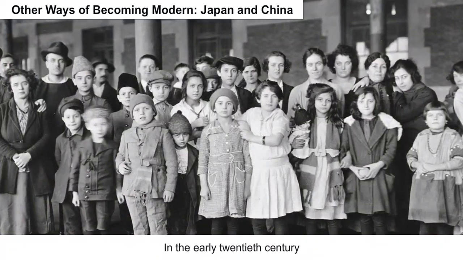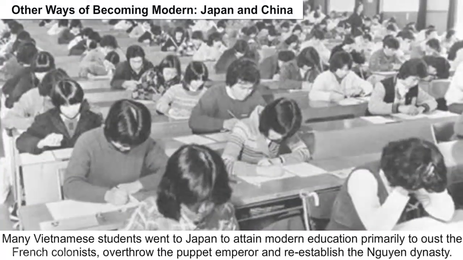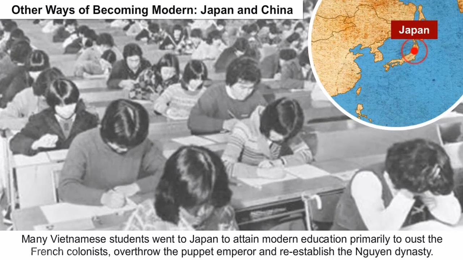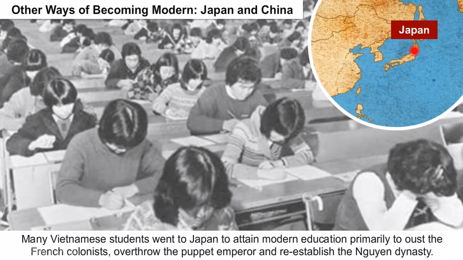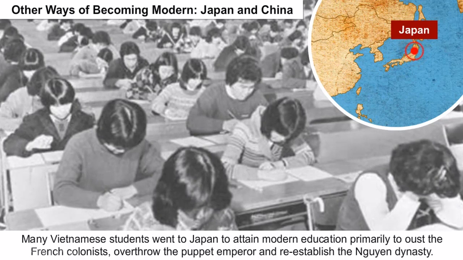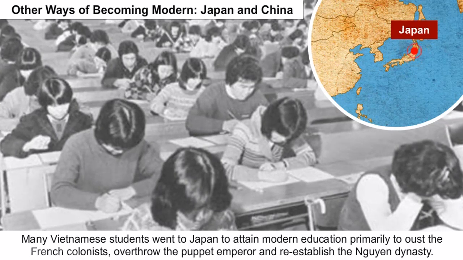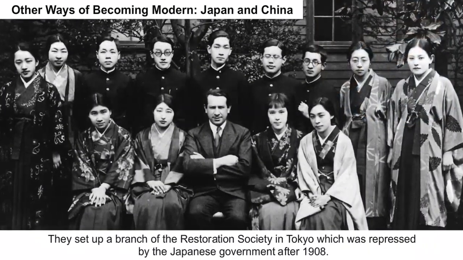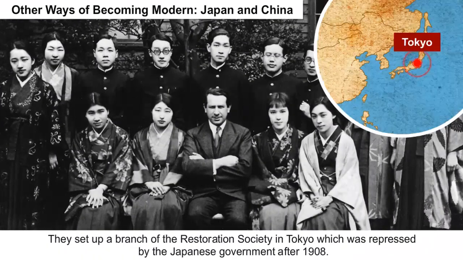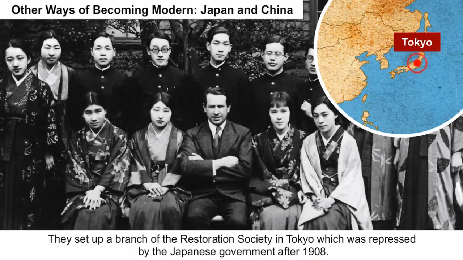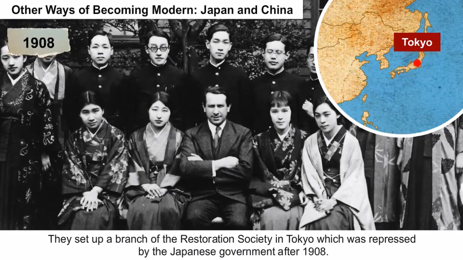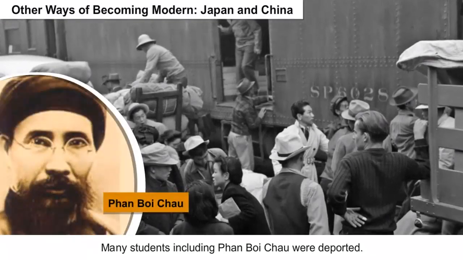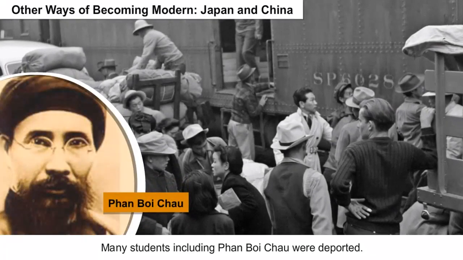In the early 20th century, many Vietnamese students went to Japan to attain modern education, primarily to oust the French colonists, overthrow the puppet emperor, and re-establish the Nguyen dynasty. They set up a branch of the Restoration Society in Tokyo, which was repressed by the Japanese government after 1908. Many students, including Phan Boi Chau, were deported.